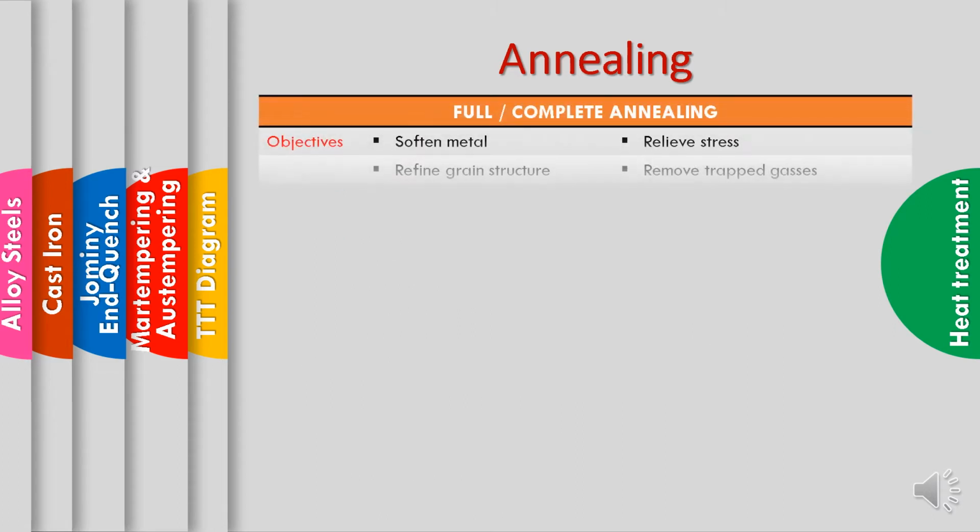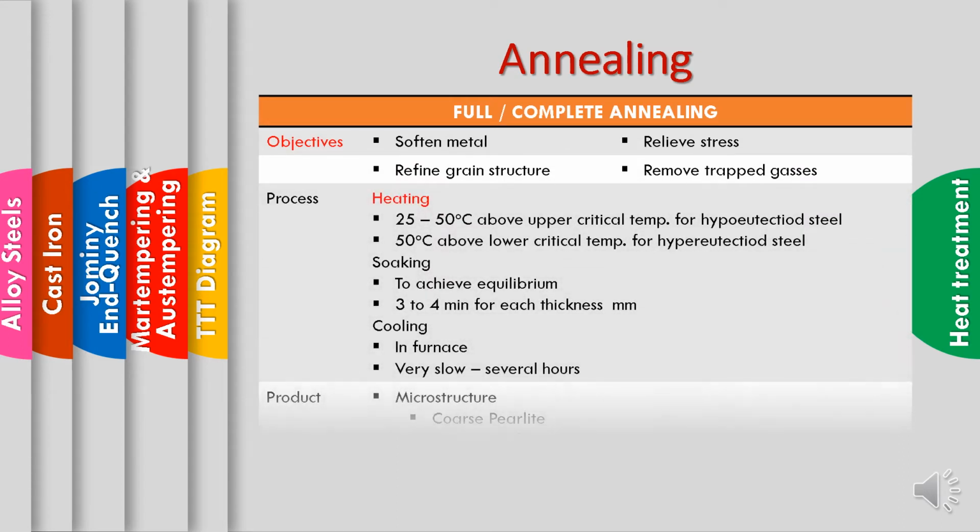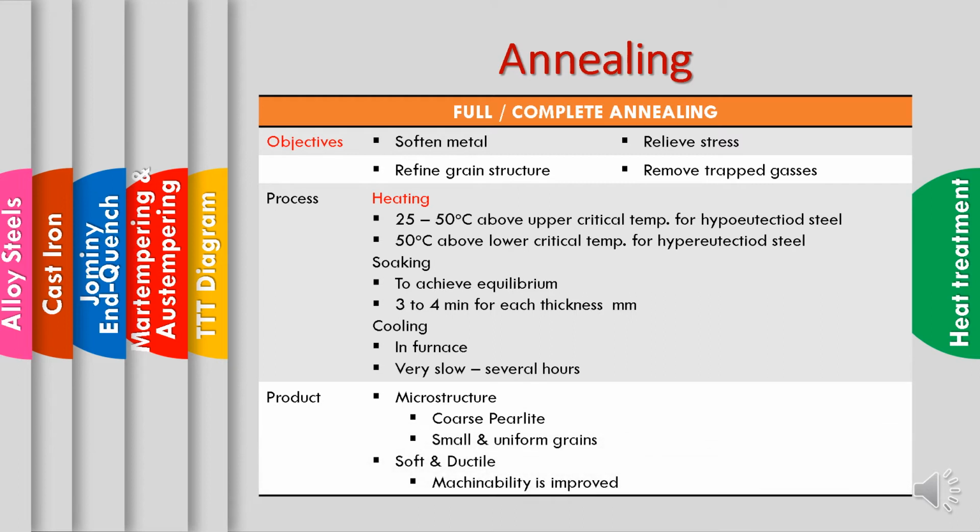For the full or complete annealing, the objective is to soften the material, and we can get a refined grain structure, at the same time relieve stress and remove trapped gas. The process is basically heating the sample metal between 25 to 50 degrees Celsius above the critical temperature. That is for the hypoeutectoid steel, and for the hypereutectoid steel, the heating is 50 degrees above the lower critical temperature.